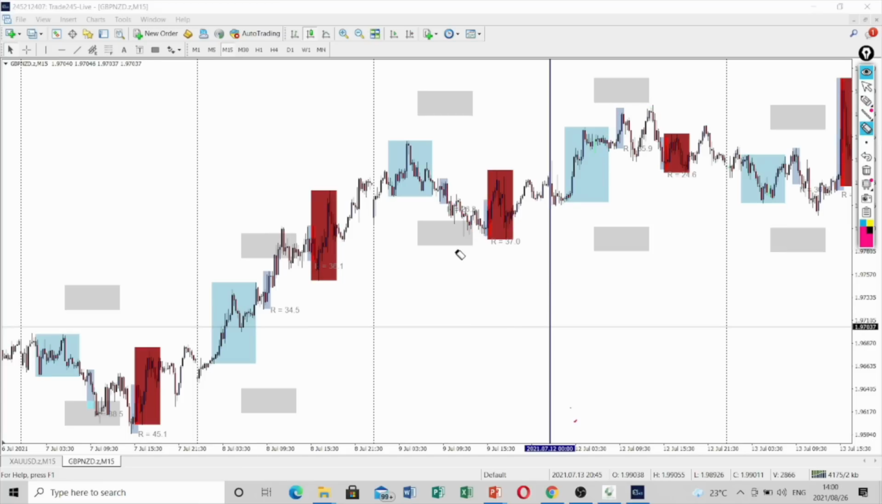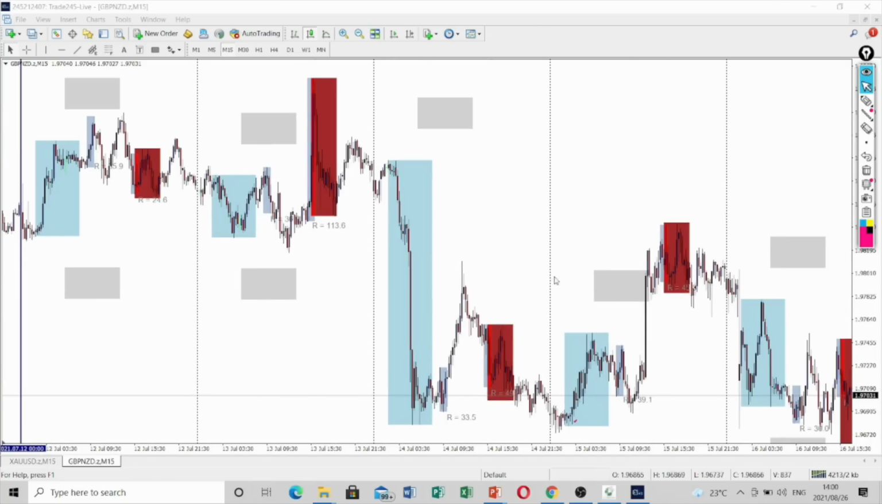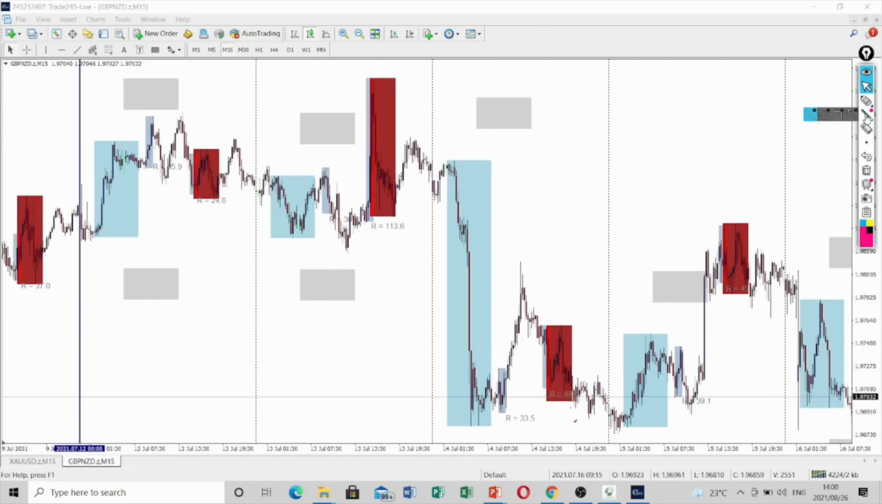All right, so that's basically how you would go about trading every single week. Now here's another good example. On Tuesday, this is the Monday, on Tuesday, break above, they extend the break.